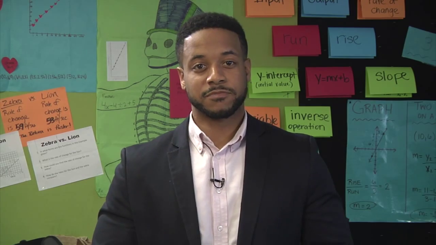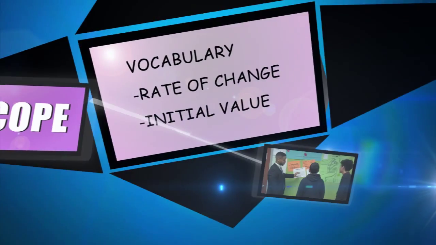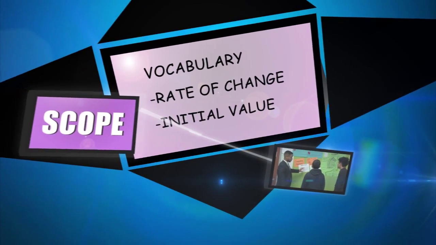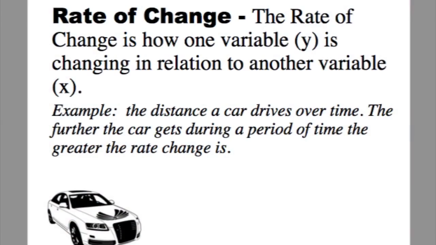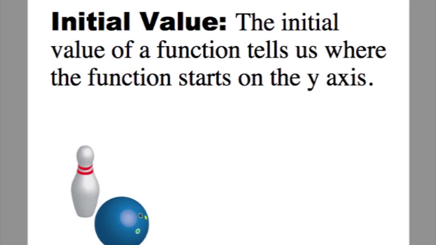The important vocabulary to know when thinking about this concept or skill are rate of change and initial value. The rate of change is how one variable is changing in relation to another variable. For example, the distance a car drives over time. The further the car gets during a period of time, the greater the rate of change is. The initial value of a function tells us where the function starts on the y-axis.